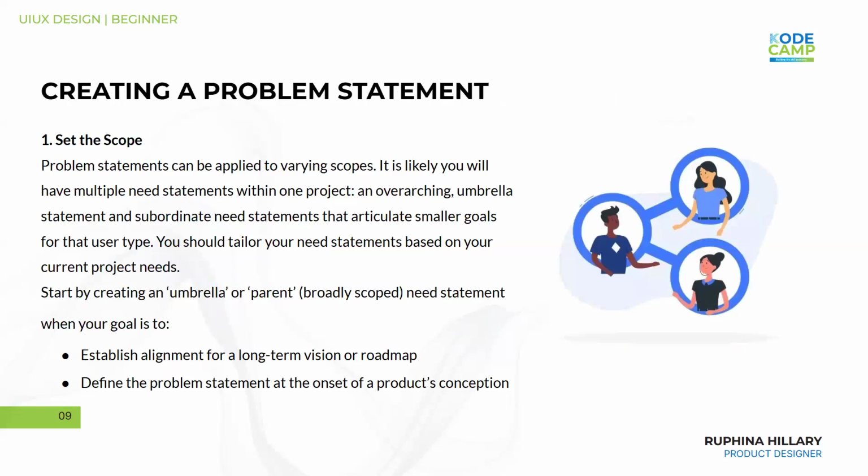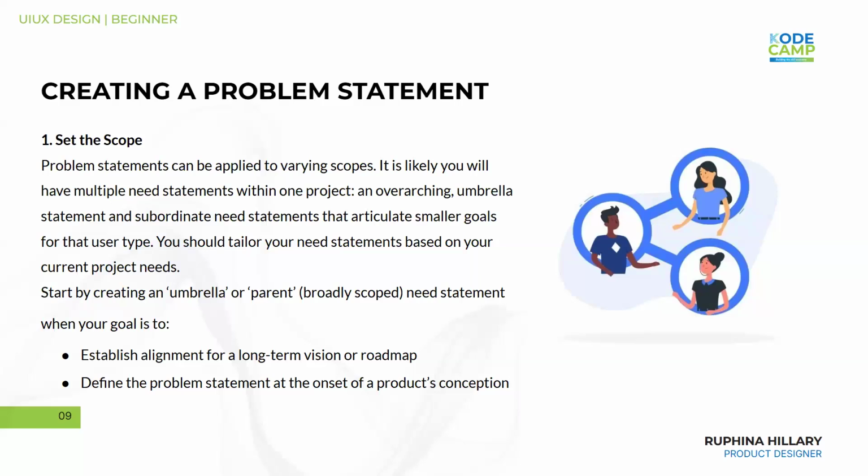Now, how do we create a problem statement? We know it's the user plus the need plus the goal. How do we filter the need and end up at one need? How do we filter the whys, the questions in our head, to get to the insight or to the goal for answering that need?